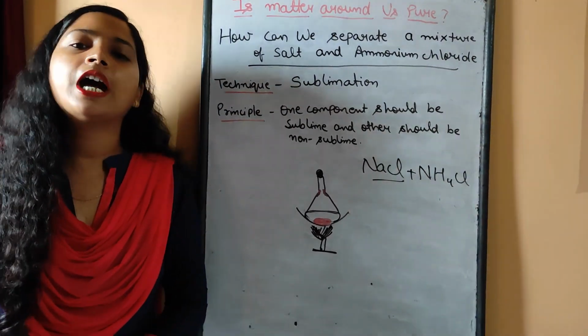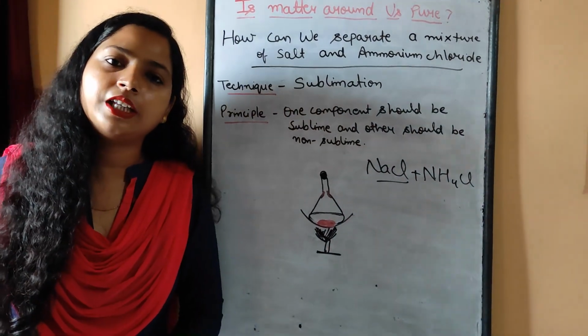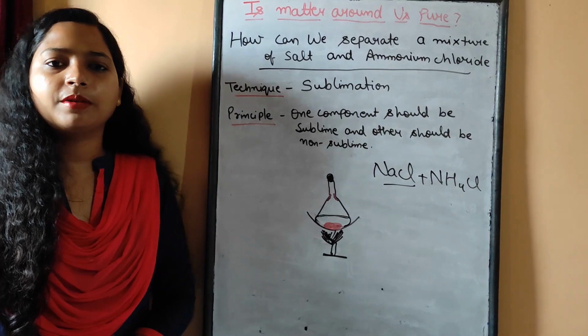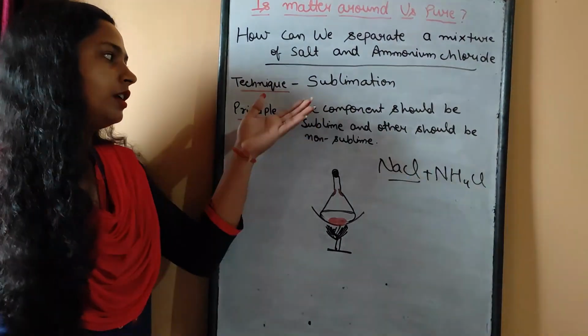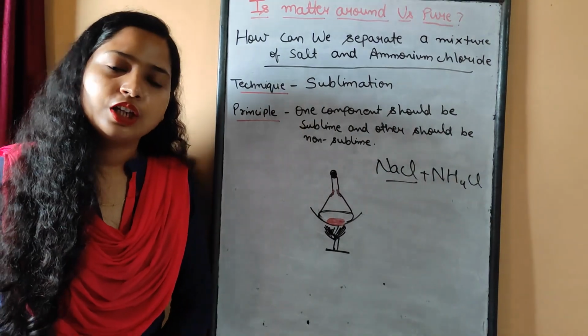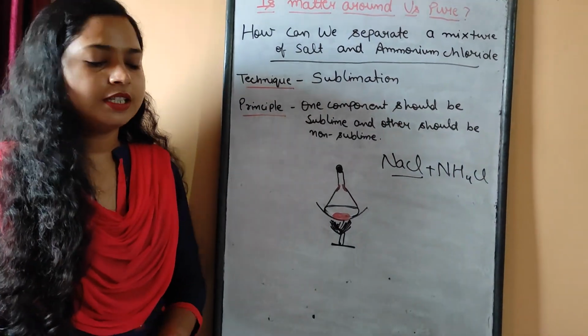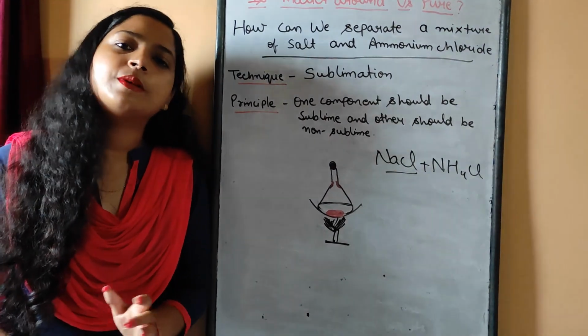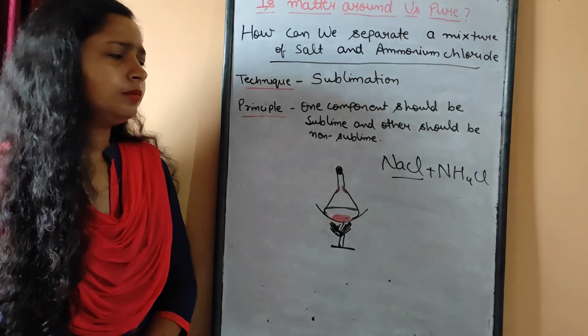Now, if we have a mixture of sublime and non-sublime material, how can we separate that mixture? For separation of that mixture, we use the sublimation technique. Now, what is the principle behind this sublimation technique? The principle is that one of the materials should be sublime and the other material should be non-sublime.